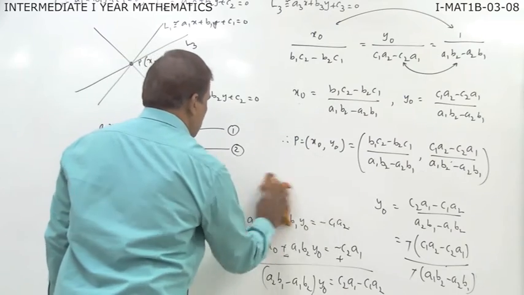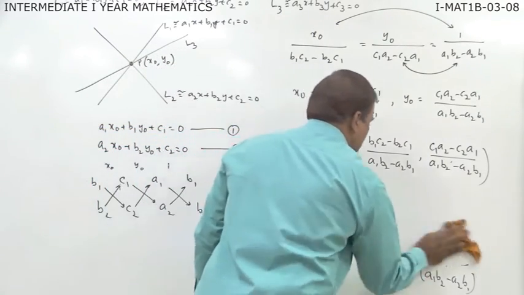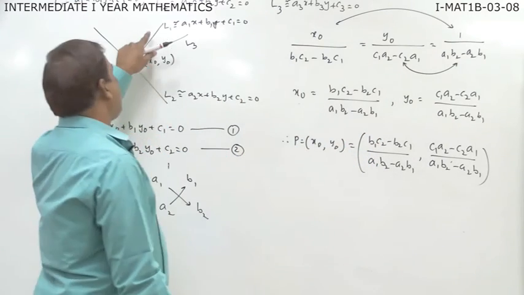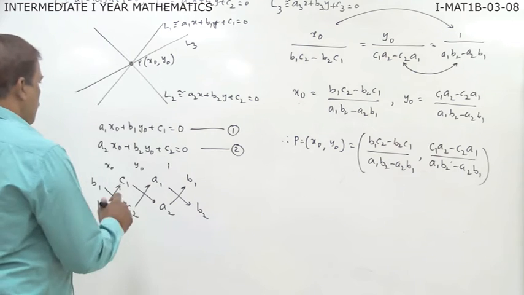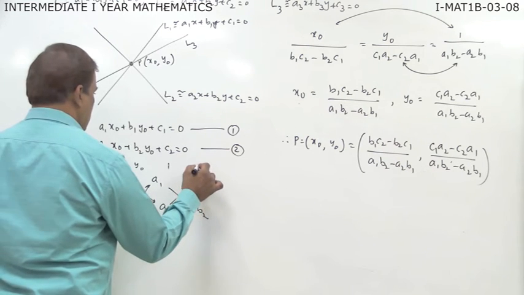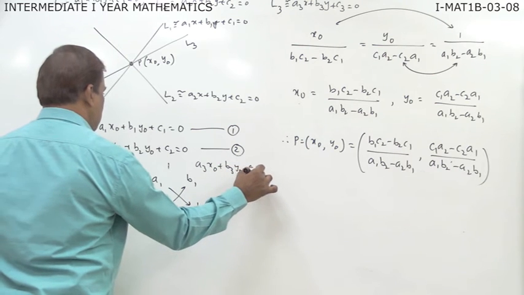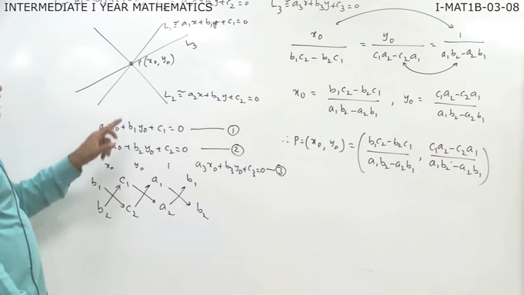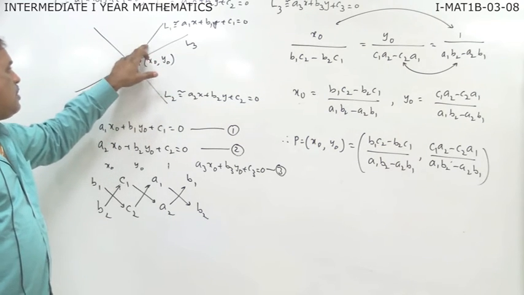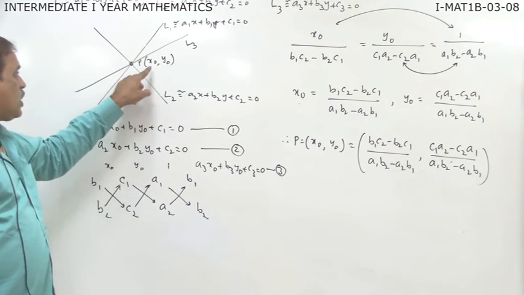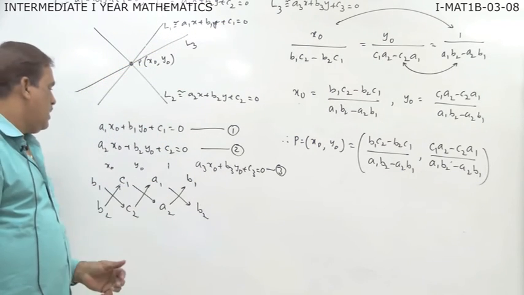Now we solve the first and second lines. Let's say x0 comma y0 is the point of intersection of the lines. Then x0 comma y0 lies on the first line as well as the second line as well as on the third line. So we'll put the third line equation also. Okay, so a3 x0 plus b3 y0 plus c3 is equal to 0. Let x0 comma y0 be the point of concurrence of these three lines. Then x0 comma y0 lies on the first line, the second line as well as on the third line. Now solving 1 and 2.